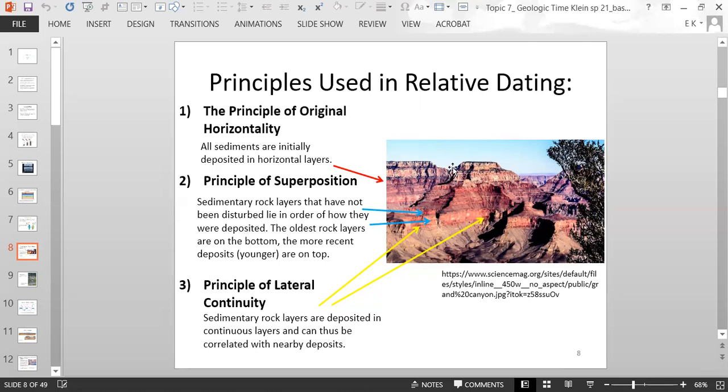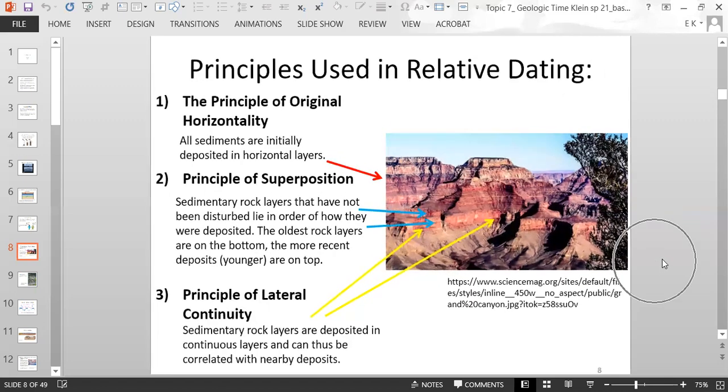So if the rock layers were not folded, faulted, things like that, then we could use the principle of superposition and say the youngest layers are on top, the oldest are on the bottom. Then we have the principle of lateral continuity. Sedimentary rock layers are deposited in continuous layers and can thus be correlated with nearby deposits.